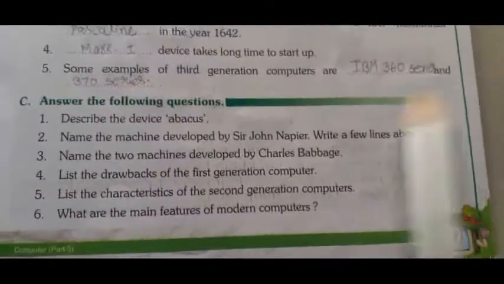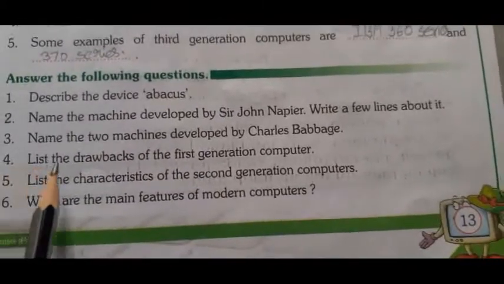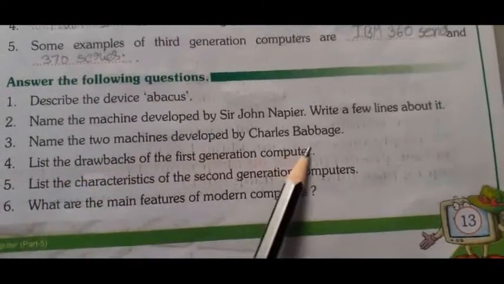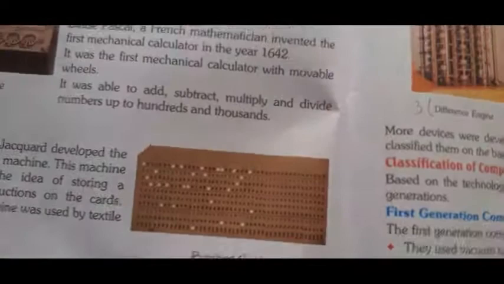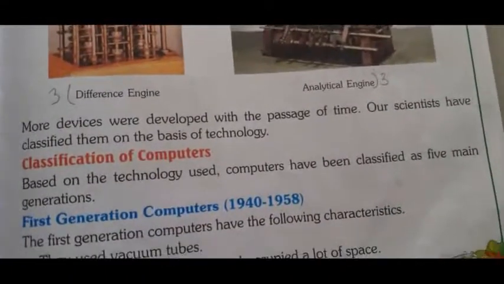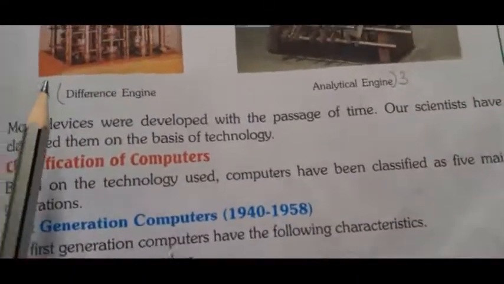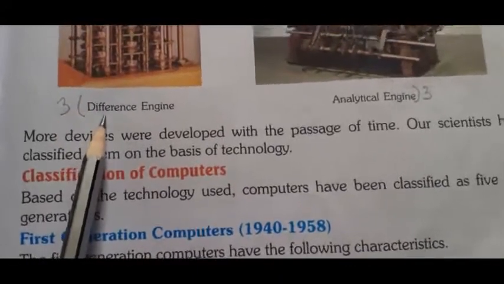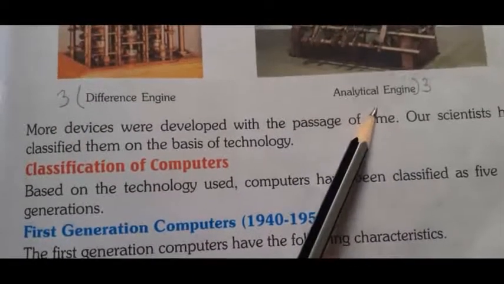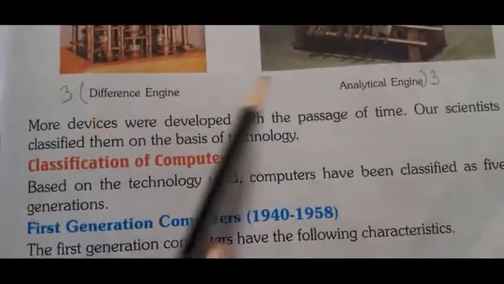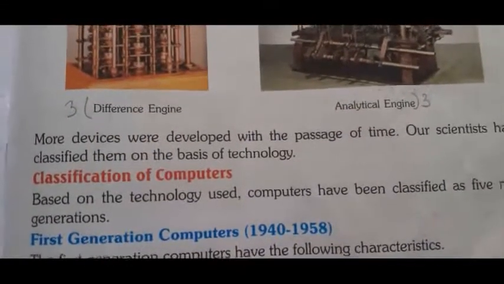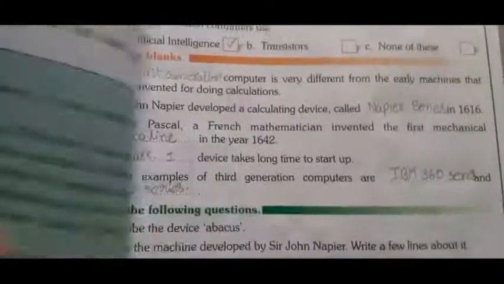Next, see what is the third question. Name the two machines developed by Charles Babbage. For this question answer children, see page number 7. Here are the difference engine and analytical engine. You should write these two one below the other. Okay, this is the third question answer.